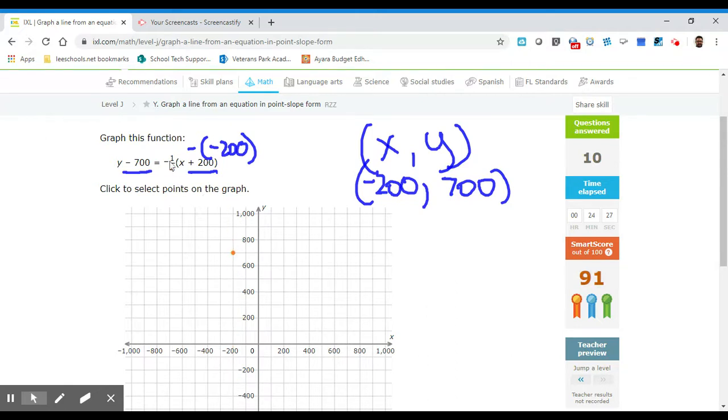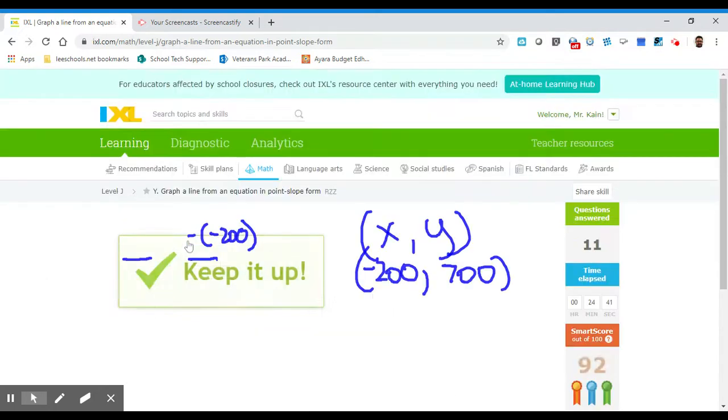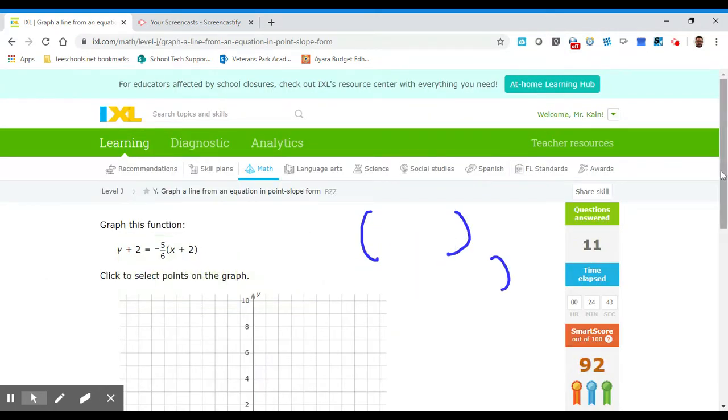Then from there, we're going to do our slope, which is negative 1/4. That means we're going to rise 1, we're going to run 4 to the left. 1, 2, 3, and 4. Click it, and we are good. Let's do one more.